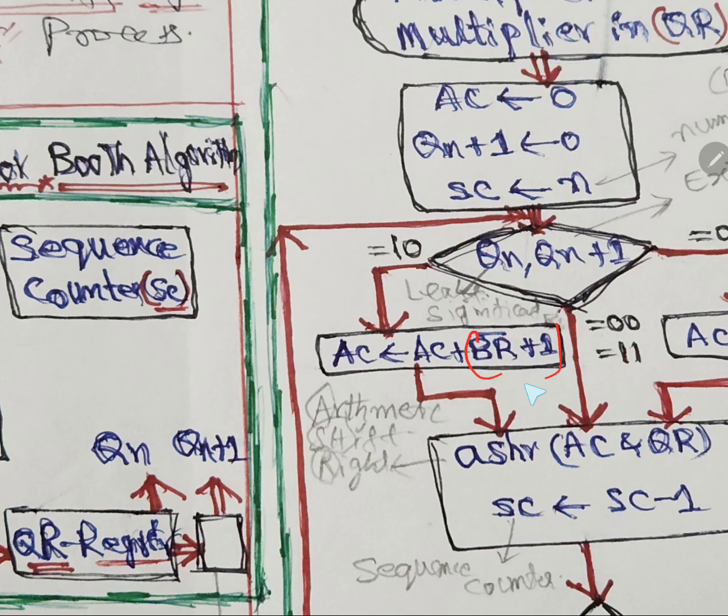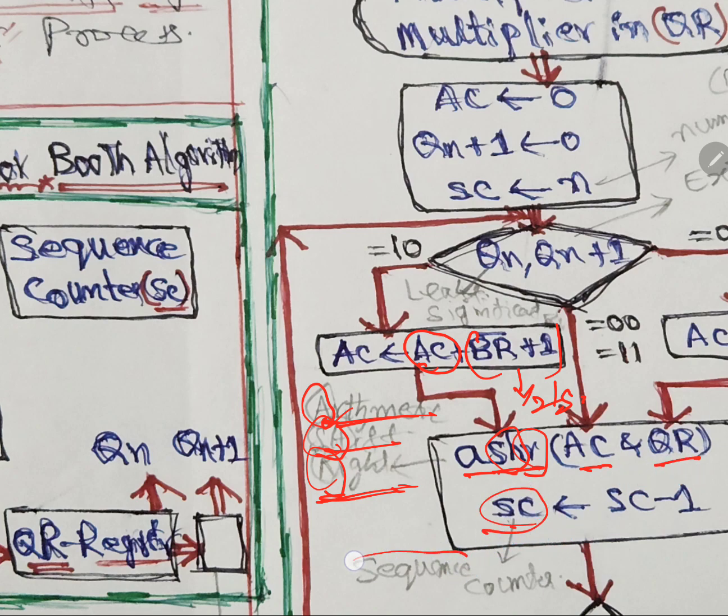1's complement plus 1 means we will get the 2's complement of the value. Then it will be added to AC, the accumulator. Then it will change to this. Here ASHR means A for arithmetic, SH for shift, R for right: arithmetic shift right. So that will be applied to the accumulator and QR. Then SC means sequence counter.